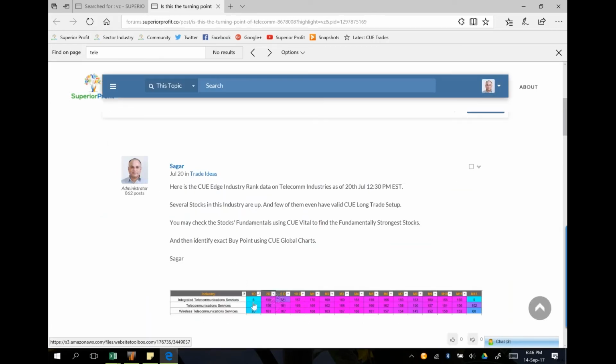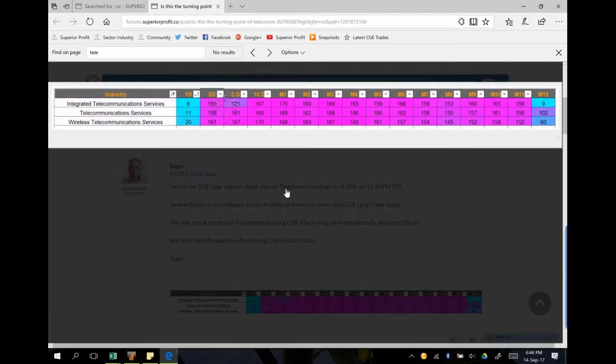Now see how I was tracking and how easily you could do the same. When I opened Q Edge every day, and remember it was then, everything was magenta on the right hand side from month 11 to 2 days. Magenta means integrated telecom, telecom service, wireless telecom, all the telecom related industries were very weak for a long time. And then I saw on 1 day interval, that is on that exact day, all turned cyan suddenly from 155 to 6, 156 to 11, 161 to 20. But you just need to look at the color. I just look at the color.